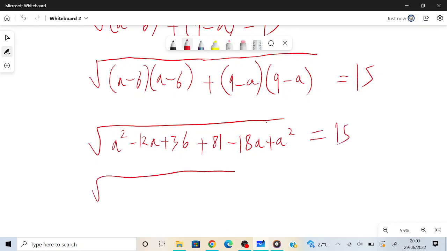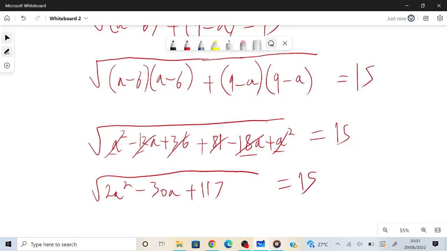This will now be the square root of 2a squared, because a squared plus a squared gives 2a squared. Minus 12a minus 18a is minus 30a. And 36 plus 81 is 117. So the expression is the square root of 2a squared minus 30a plus 117, equal to 15.